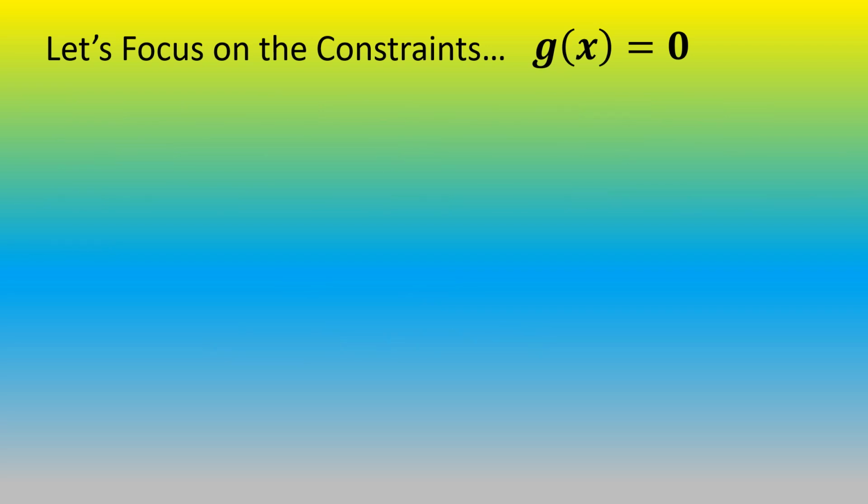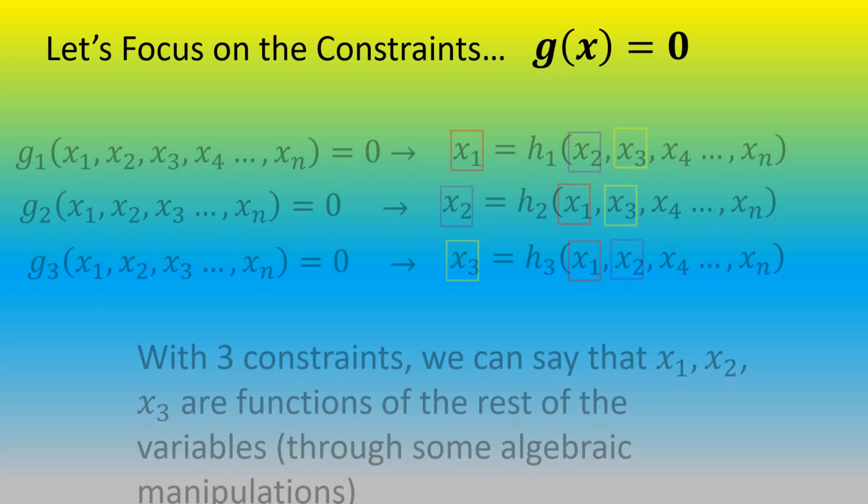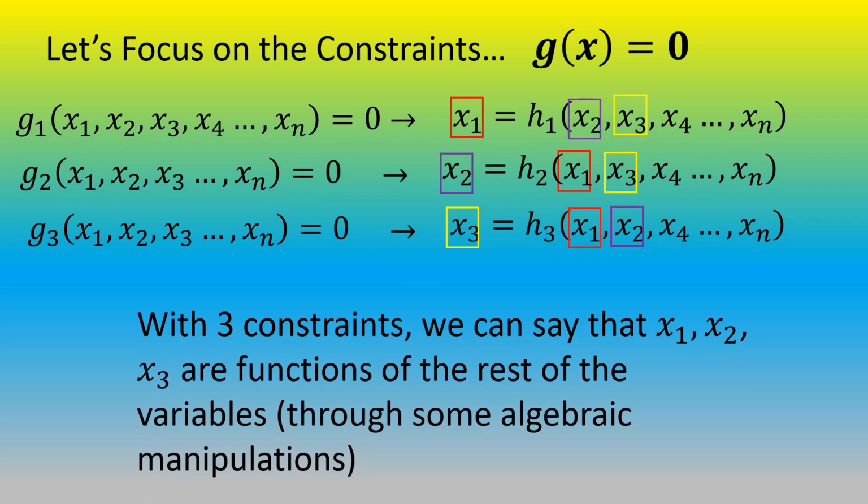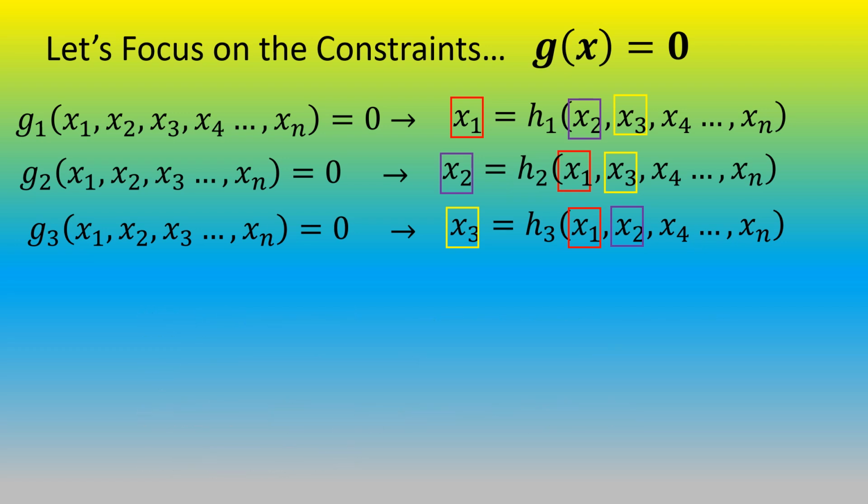So for example, the example is on the next slide. If we have 3 constraints, we could say that x1, x2, and x3 are functions of the rest of the variables, functions of x4 through xn. And we could do this through some algebraic manipulations.